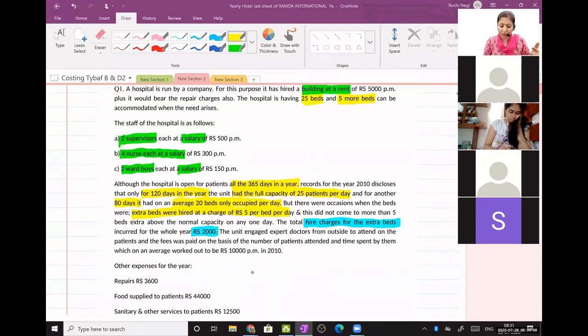is charging fees on the basis of the number of patients he will see, so what is your base? Number of patients. So it is variable. But if in the same question they tell you doctor's salary is rupees 50,000 per month, then which cost is it?